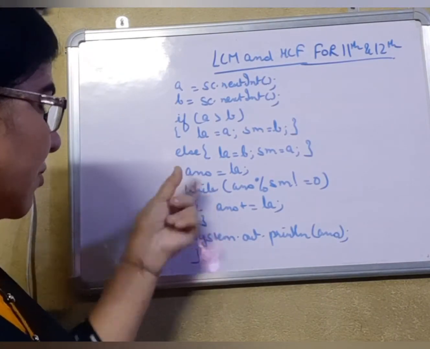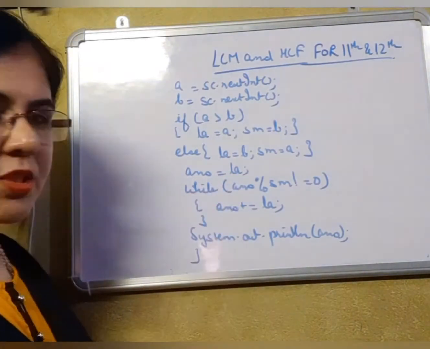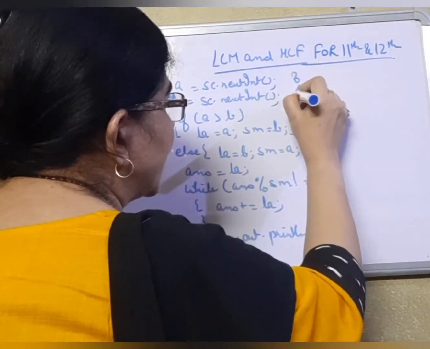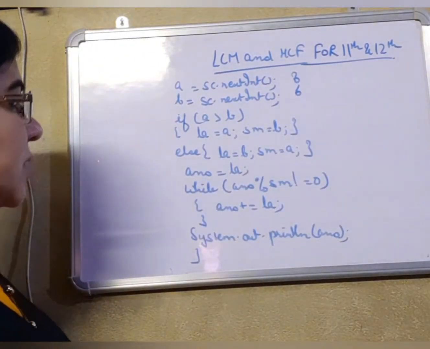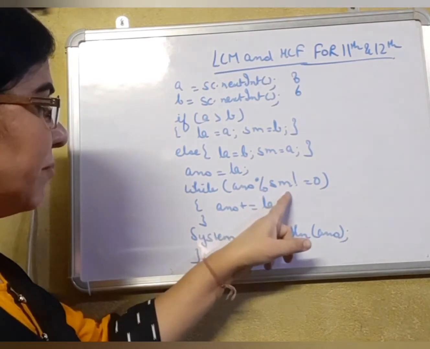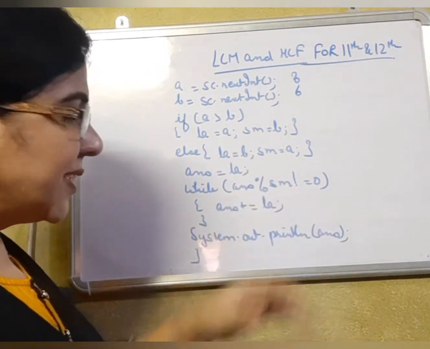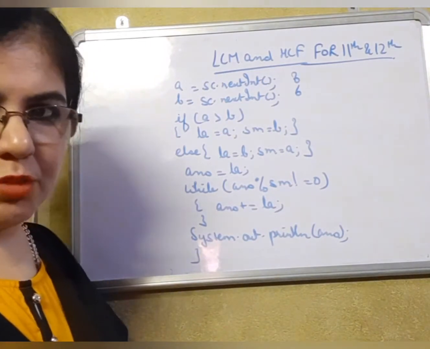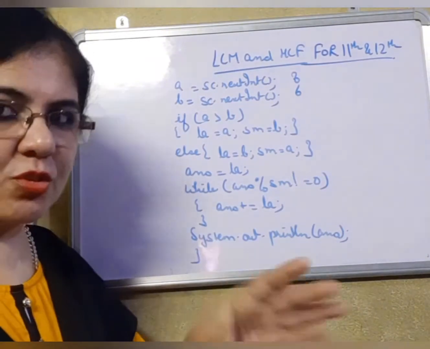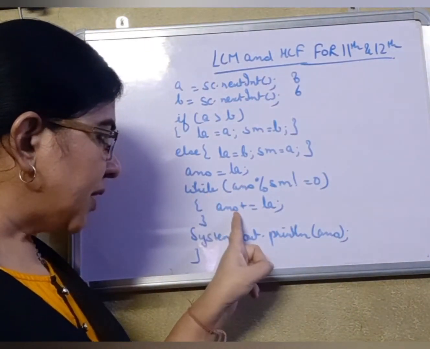Answer, the variable in which we are going to calculate the LCM, is going to take the largest number. Now, for example, if I take 8 and 6 as my inputs, the answer is going to take 8. While 8 modulus 6, 8 modulus 6 is not equal to 0 is a true condition because 8 doesn't come in the table of 6. The remainder is coming out to be 2. It is not 0. So this condition is true. It will come inside.